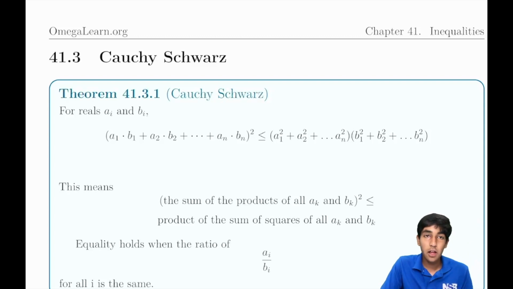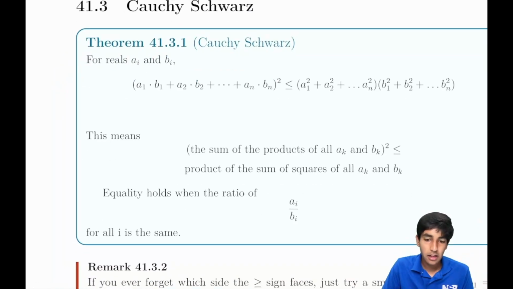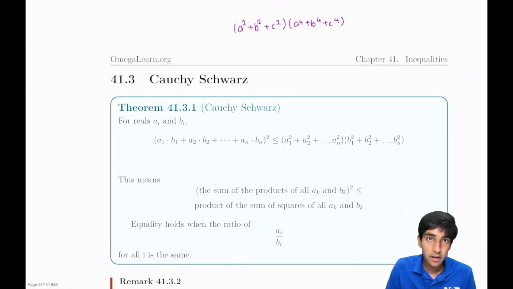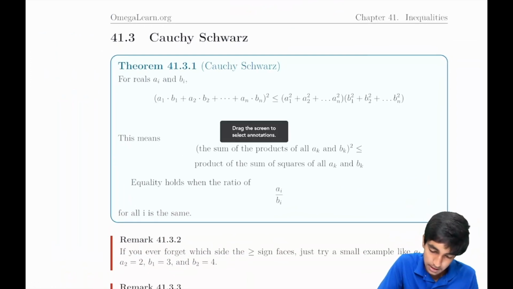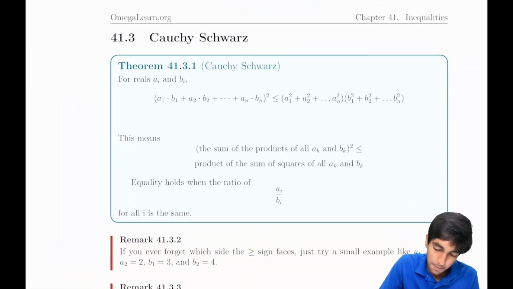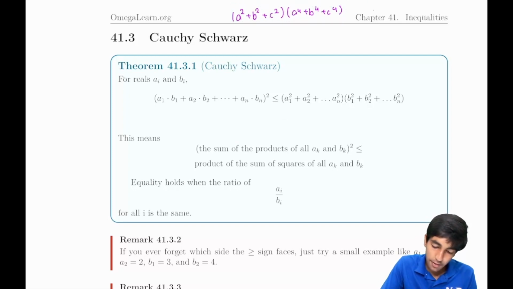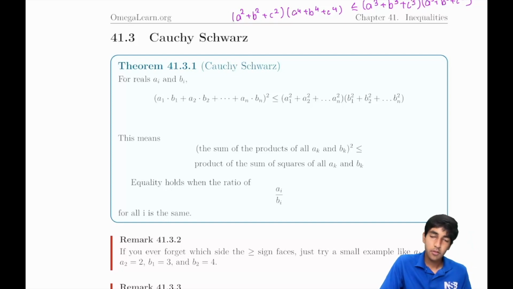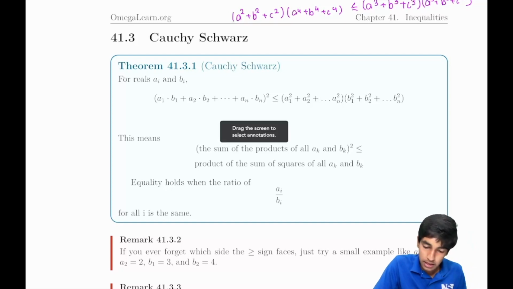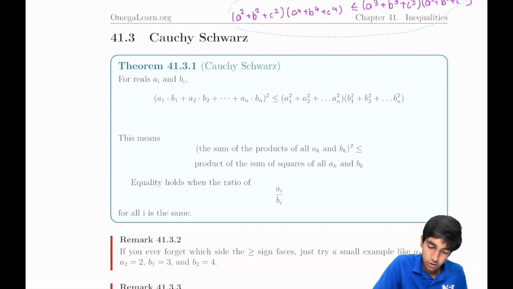What Cauchy-Schwarz tells us is that, well, let's move it a bit down, I think. Cauchy-Schwarz will tell us that this is less than or equal to a cubed plus b cubed plus c cubed times a cubed plus b cubed plus c cubed. What are we really doing here?